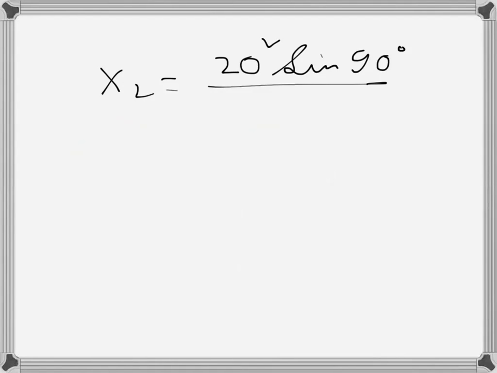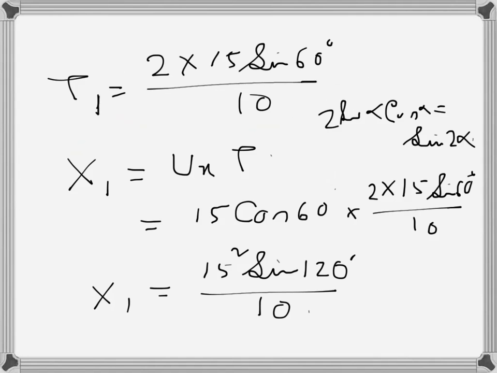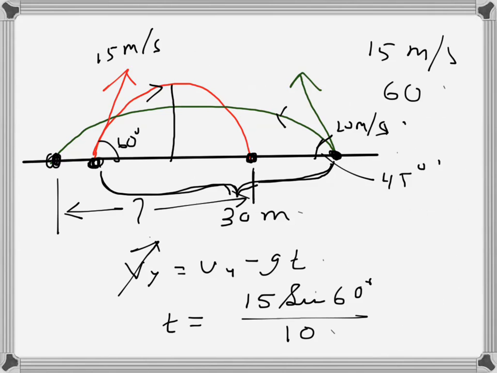Similarly, the second one will have a similar thing. The velocity is 20 there, so that will be 20 squared, and sine 45 degrees times 2 is sine 90 degrees, over 10. If we calculate the first one, it becomes 15 squared, so that's 225 times 0.866 over 10. So that is approximately 19.48 meters. So that means the red one, this distance, is 19.48.